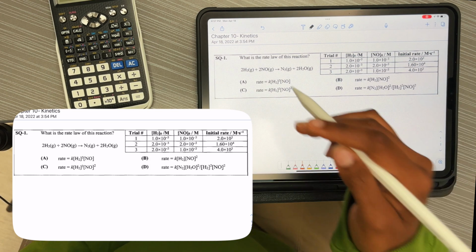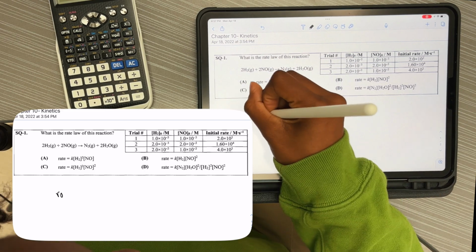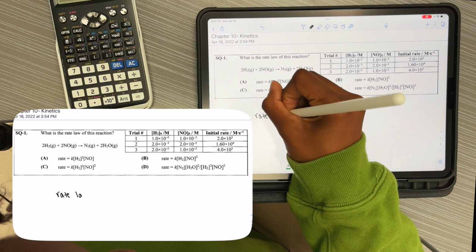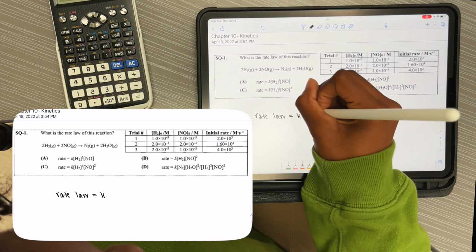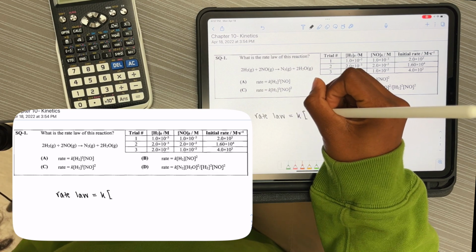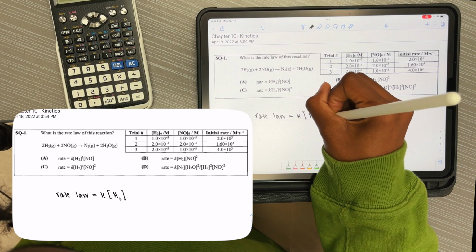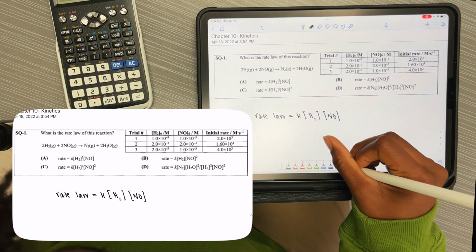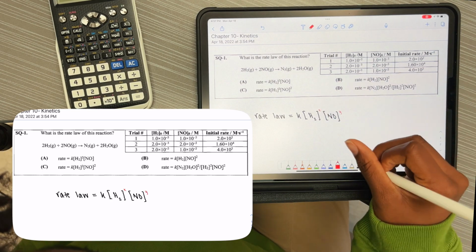So first and foremost, we are going to write our rate law, remembering that our rate law only includes reactants, not products. And if you recall, the K is defined as the rate constant. So I'm going to put the exponents in a different color because this is what we are solving for.